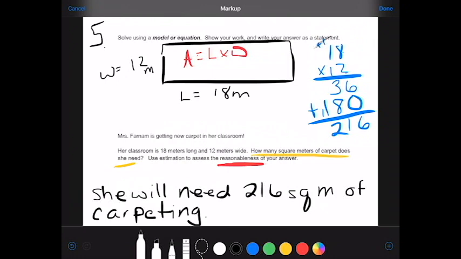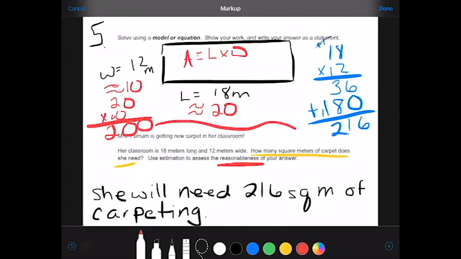But that does not assess my reasonableness. So now I actually need to do the problem again with estimated numbers. So if I take the 12 and I say that 12 is about 10, and if I use 18 and say 18 is about 20, now I can multiply 20 times 10 to get my answer. Well, 20 times 10 would be 200. 200 is about the same as 216, so my answer is reasonable.